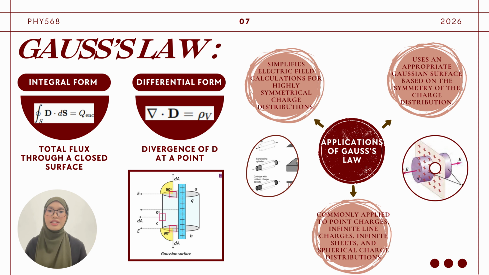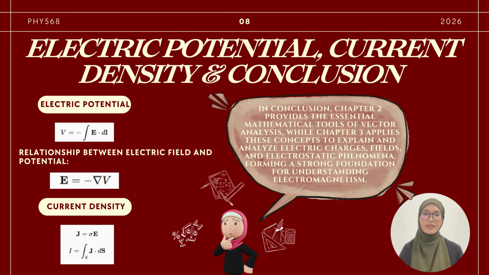One major advantage of Gauss's law is that it greatly simplifies electric field calculations for highly symmetrical charge distributions. For example, it is commonly used for point charges, infinite line charge, infinite sheet, and spherical charge distributions, where selecting an appropriate Gaussian surface makes the calculation much easier than applying Coulomb's law directly. Finally, let's look at electric potential and current density.